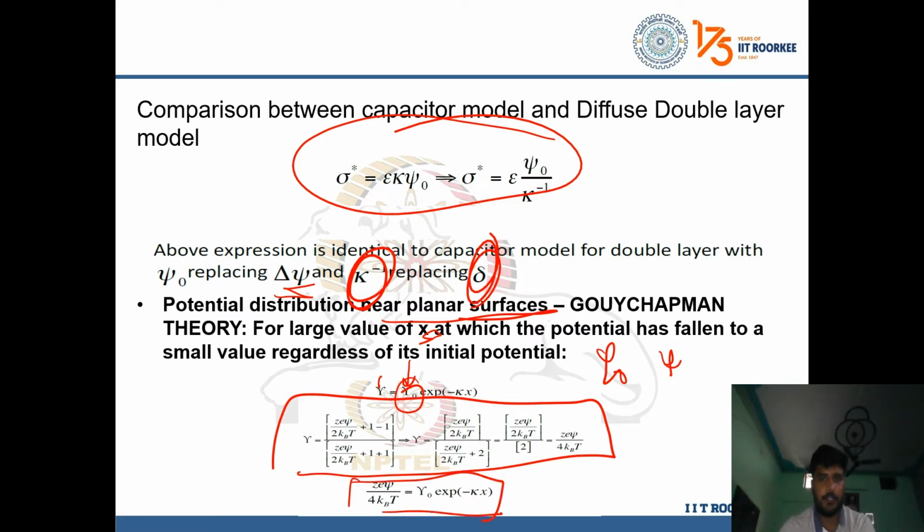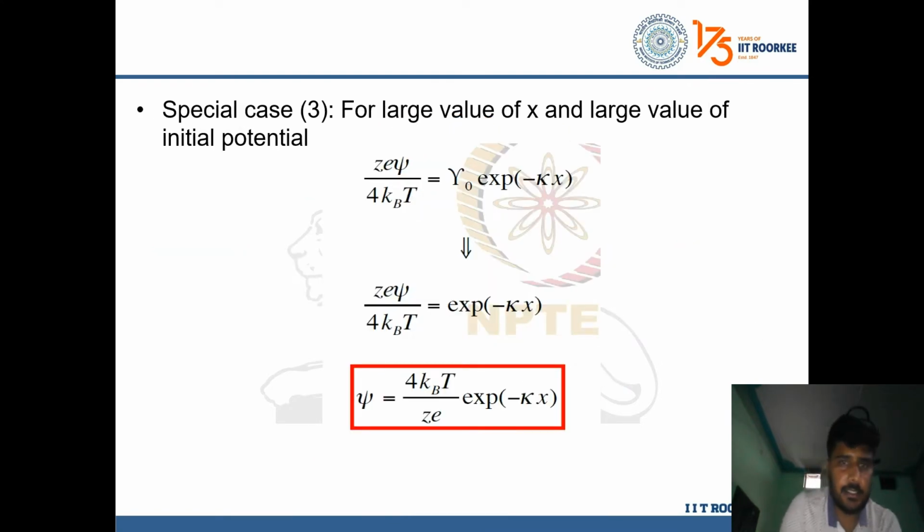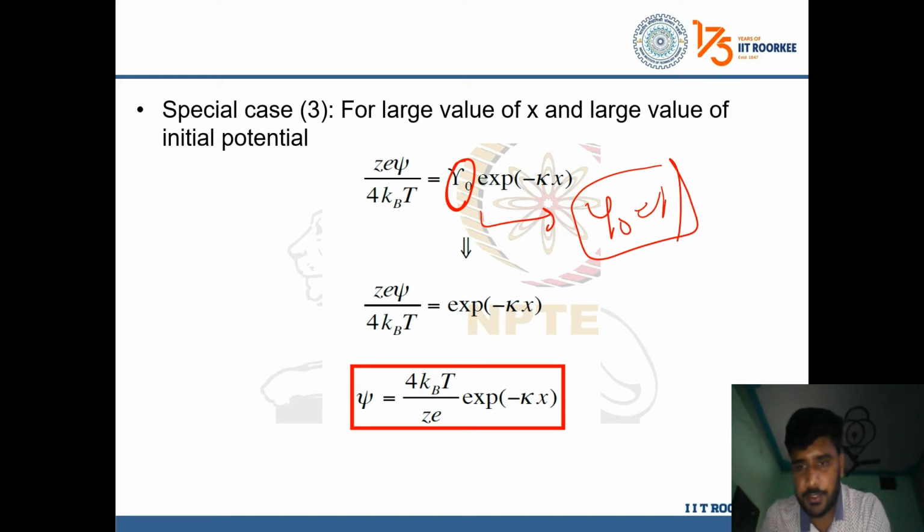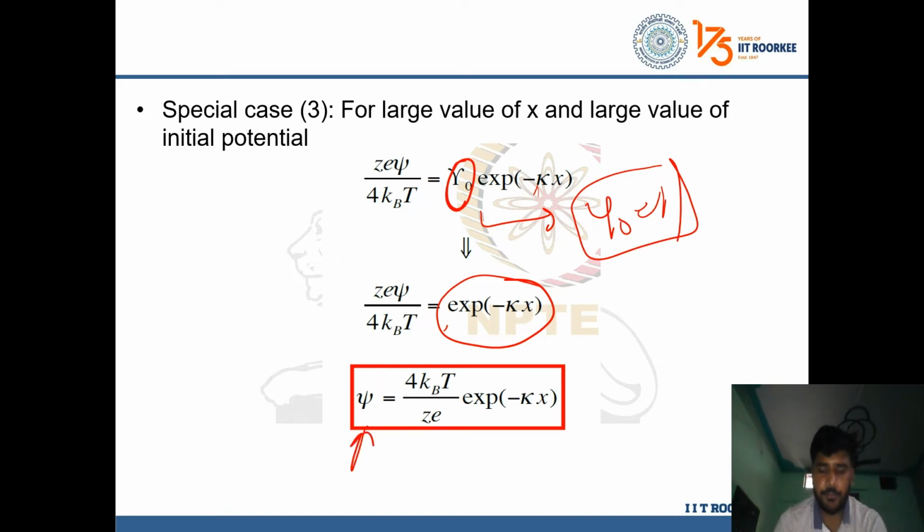Okay, so these are the limitations for applying this formula. And another special case, that is if you are having a large value of x and a large value of initial potential. In this case you will get this value equal to 1 based on the experimental results. This term is considered as 1, so this term will become this, and you can easily rearrange the formula, and you will get the final answer for potential.